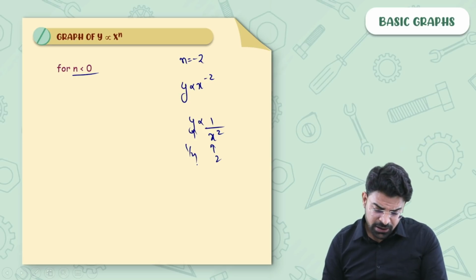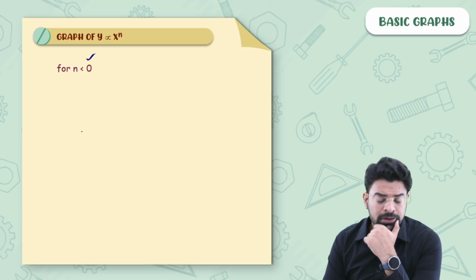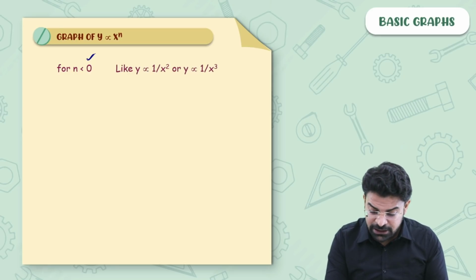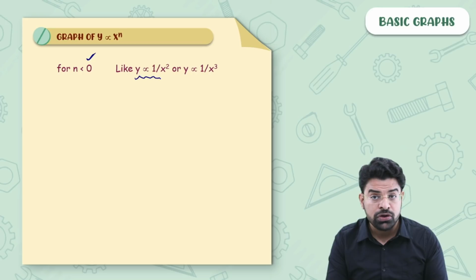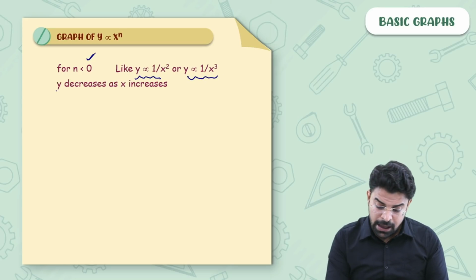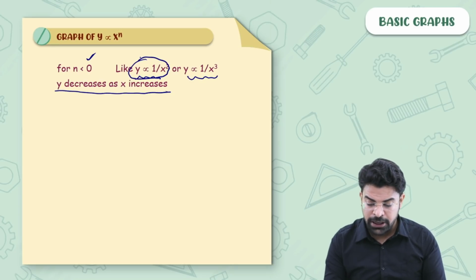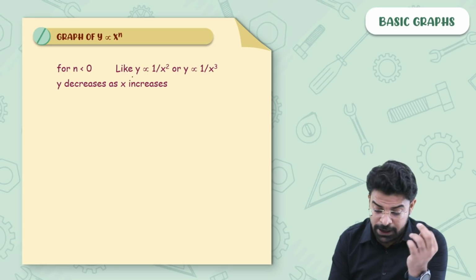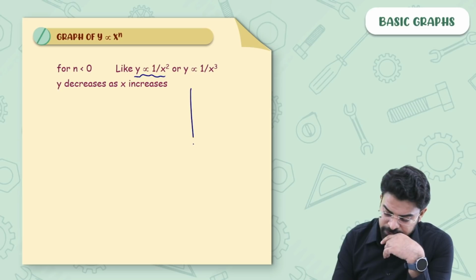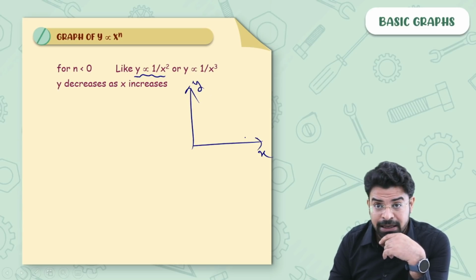So here we can see one thing. If n is less than 0, then with the increase in x, y decreases. So if n is less than 0, let's say the case like y proportional to 1 by x square or y proportional to 1 by x cube, y decreases as x increases. For y proportional to 1 by x square, as x becomes double, y becomes 1/4. x becomes triple, y becomes 1/9. So if we think of the xy graph, as x increases, y decreases.